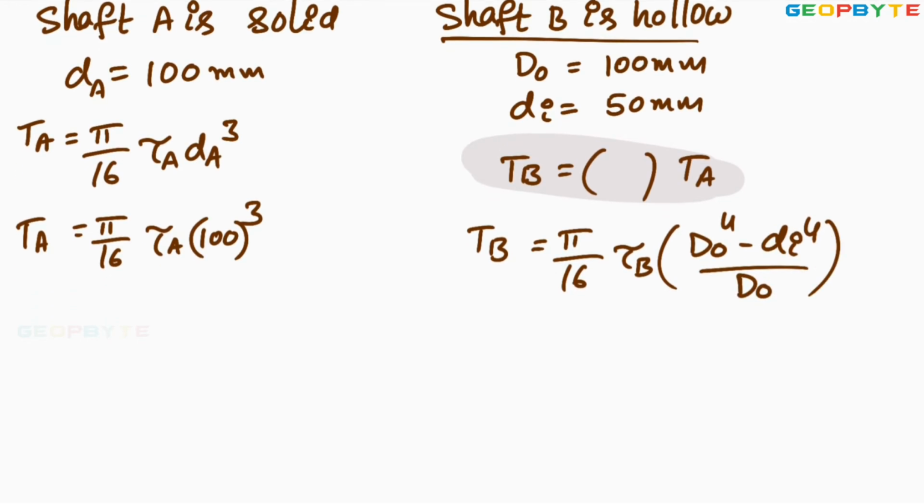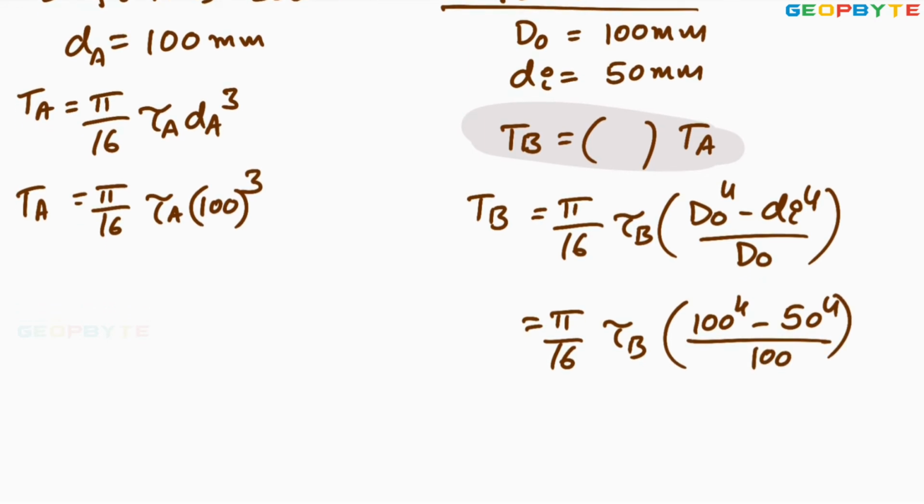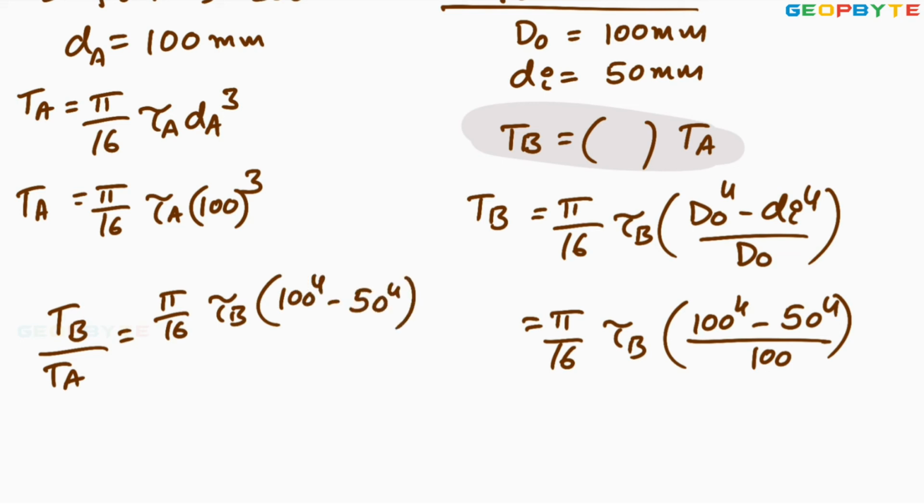That is the formula for hollow shaft. It is equal to pi by 16 into shear stress in B into (D naught 100 power 4 minus 50 power 4) by 100. Now he is asking torque transmitted by B by torque transmitted by A, equal to pi by 16 into tau B into (100 power 4 minus 50 power 4) by 100, divided by this part.